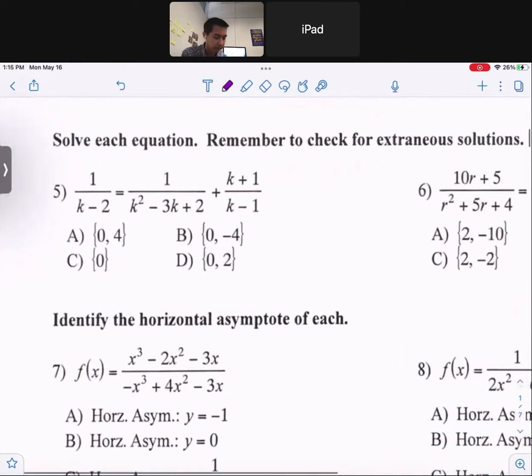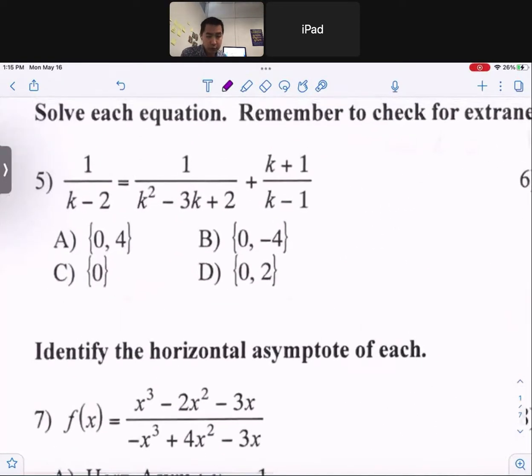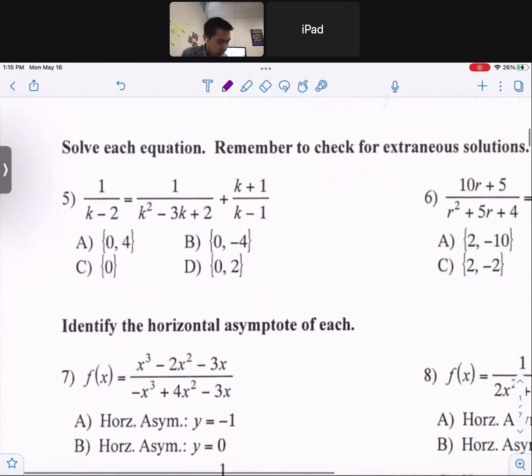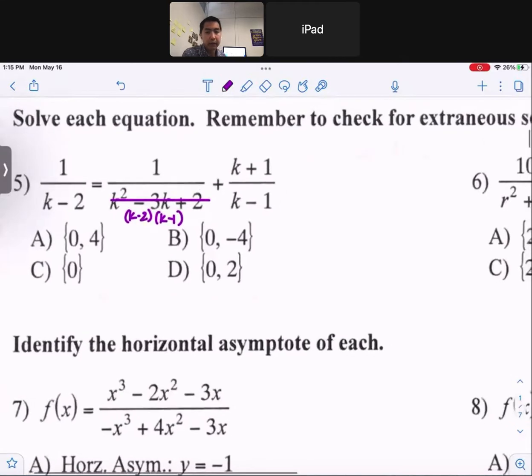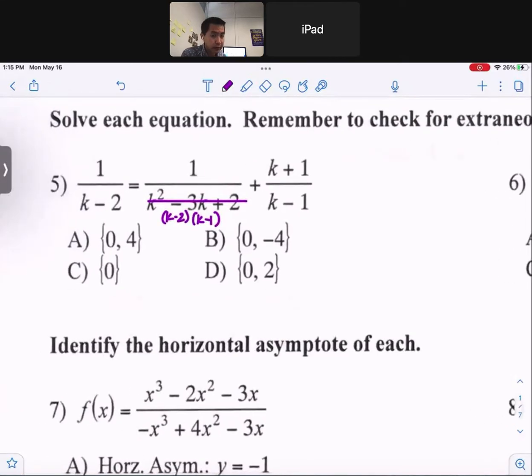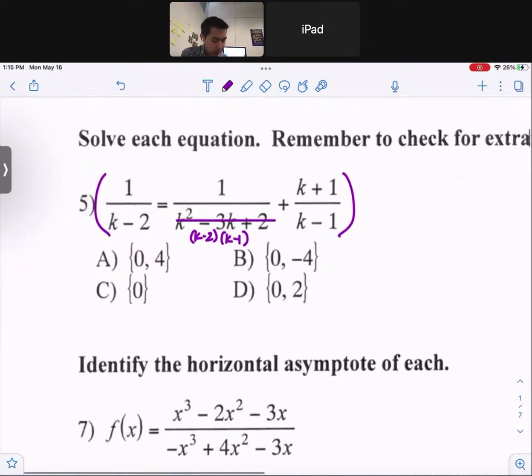Okay, now we got here. When you do equations, first you gotta factor everything on the bottom. So this could be k minus 2 times k minus 1. Now you have to multiply by the LCD so that when we multiply the whole equation, all of the denominators disappear. That means we should multiply everything by k minus 2 and k minus 1. You multiply these two together, the k minus 2's cancel, so all that's left is k minus 1 times 1, which is just k minus 1.